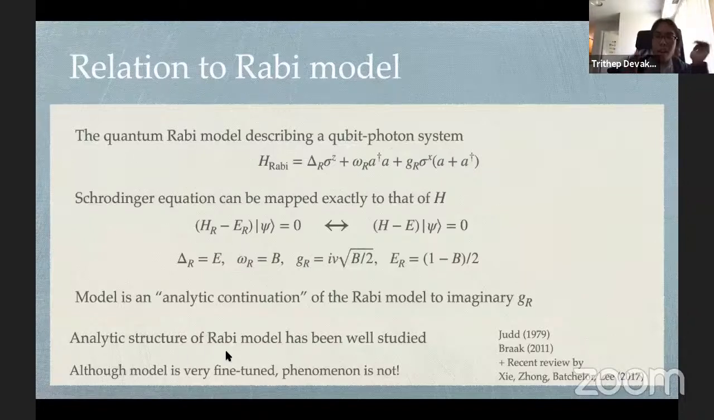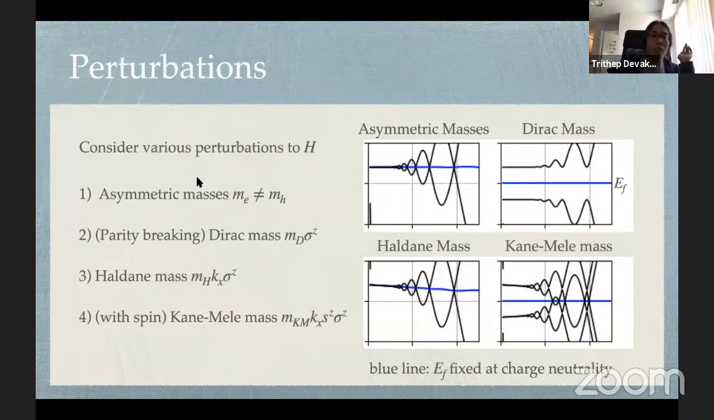Right. So, again, I just want to point out that although this model is very fine-tuned, the phenomenon itself is not. And we can see that by adding various perturbations to our model. So we can consider, for example, if the original structure didn't have particle-hole symmetry, if the electron mass is not equal to the hole mass, this is what the spectrum looks like. I'm just focusing on the zero energy eigenstates. The spectrum again looks the same, but it's just slightly shifted up. And here the blue line is the Fermi energy, which I fixed at charge neutrality.